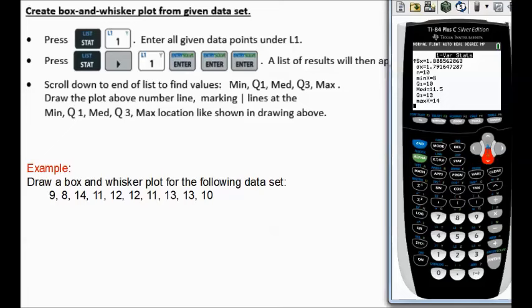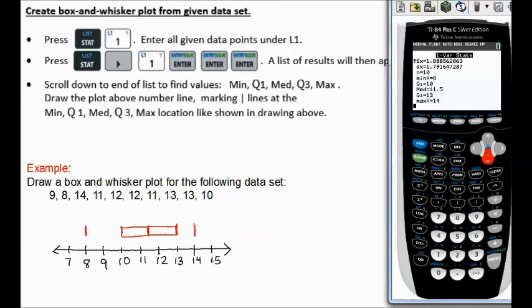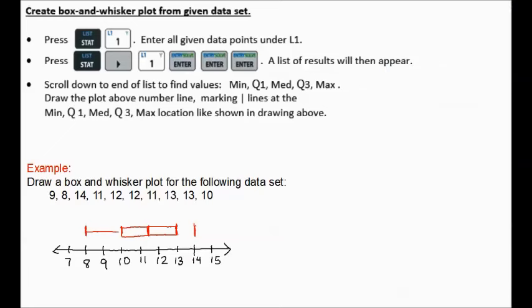So you draw a number line that includes those values. Then with vertical lines floating on top of the number line, you're going to mark your 5 positions. 8, 10, 11.5, 13, and 14. And with the middle 3 lines, you create your box, and then with the last outer lines, you create your whiskers.